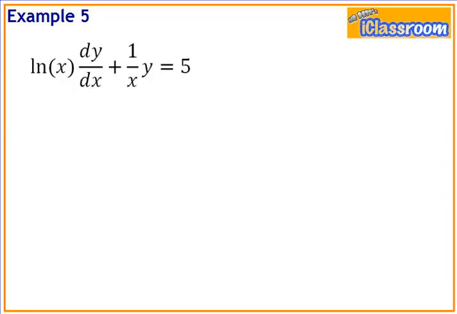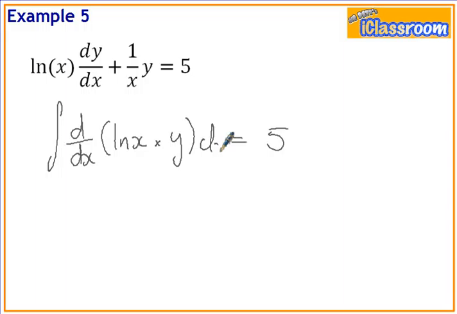Example number 5. Again, you may like to pause the video and have a go. If not, here comes the solution. dy by dx and y. So I've got a linear differential equation. I can see that if I differentiate log of x, I end up with 1 over x. So I know that the left-hand side can be expressed as d by dx of log of x times y, which is equal to 5.